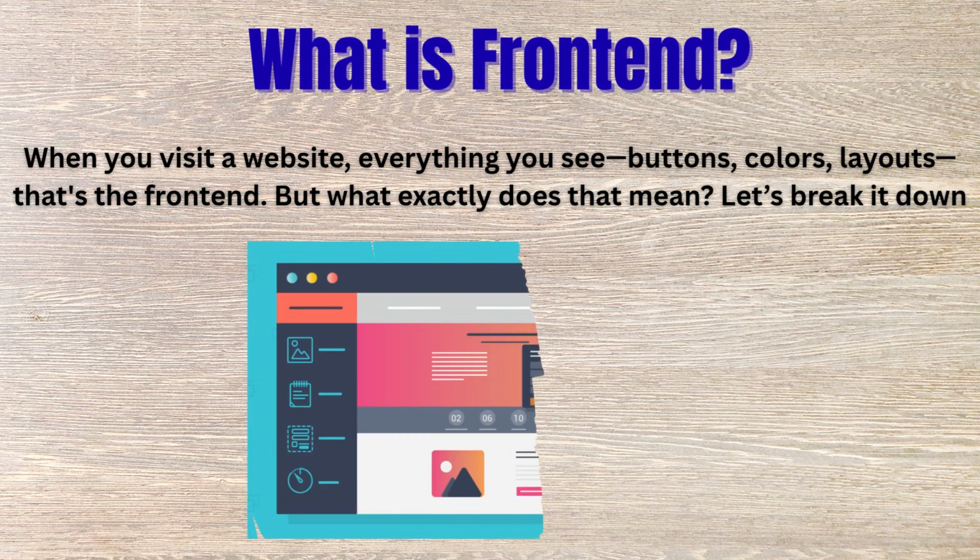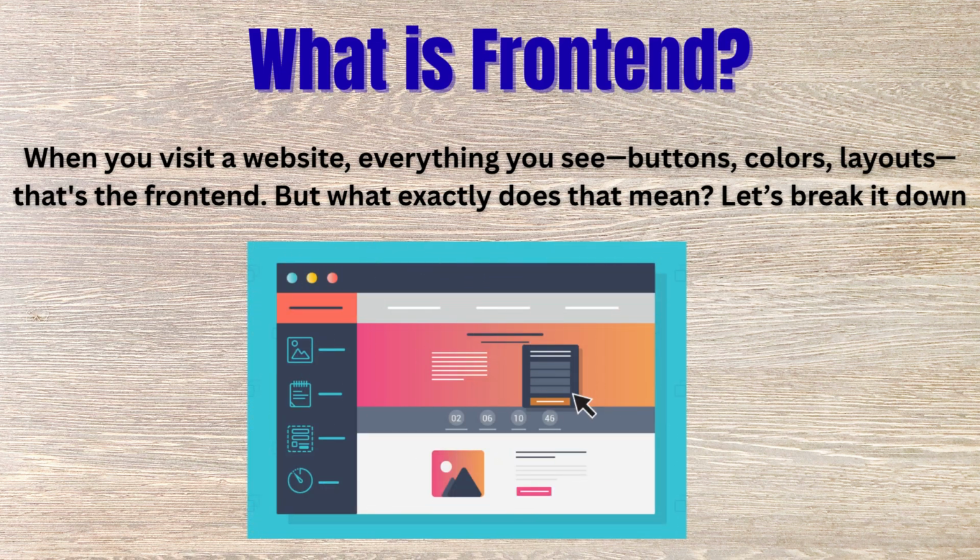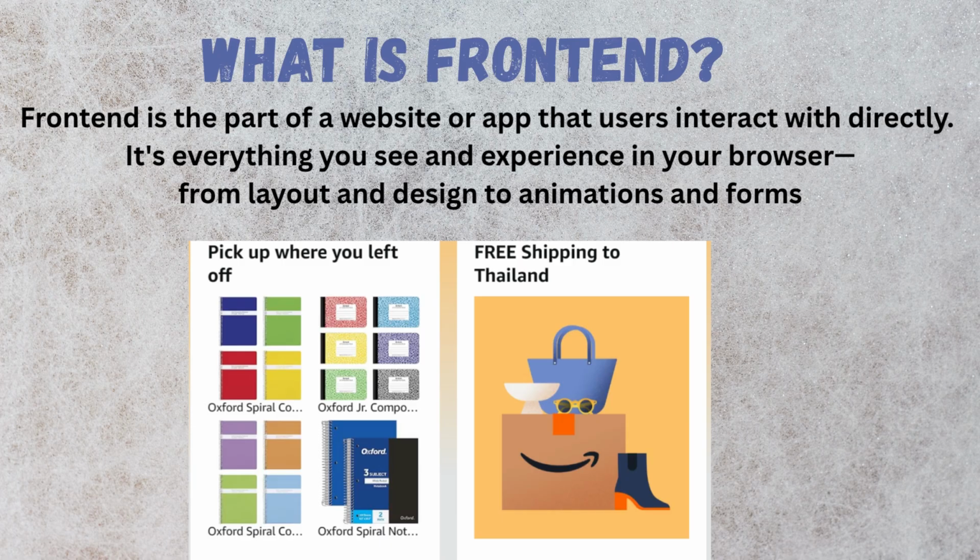When you visit a website, everything you see, buttons, colors, layouts, that's the front end. But what exactly does that mean? Let's break it down. Front end is the part of a website or app that users interact with directly. It's everything you see and experience in your browser, from layout and design to animations and forms.